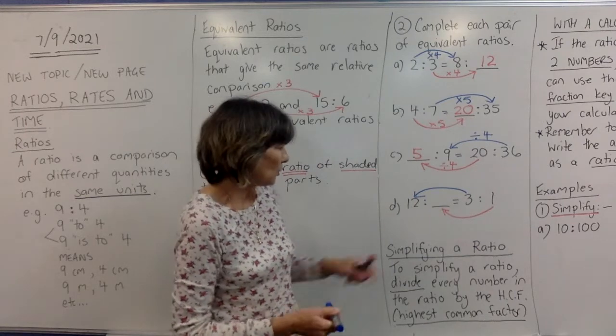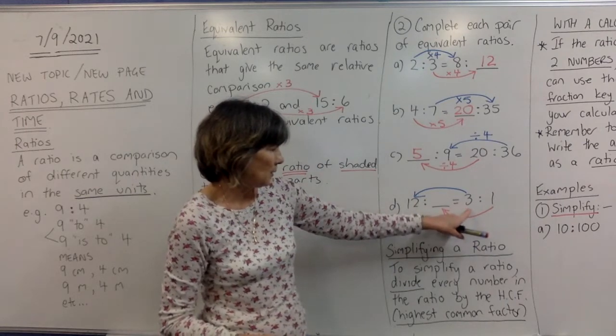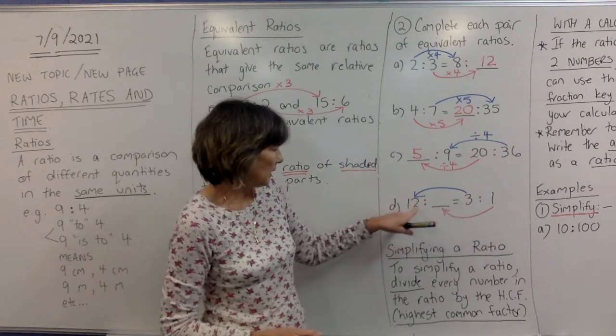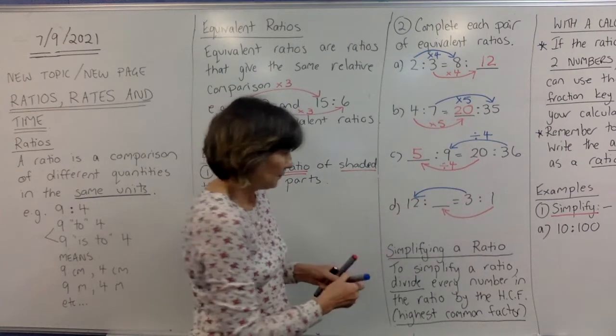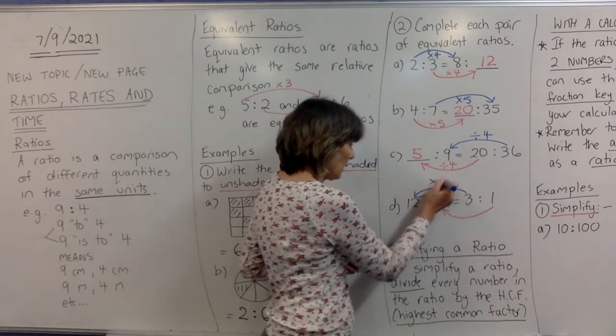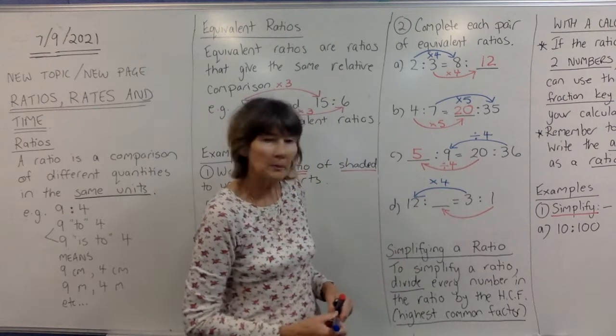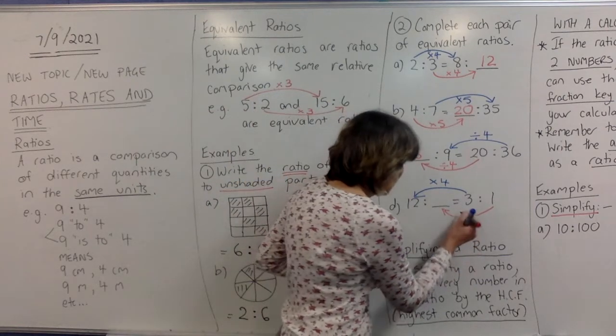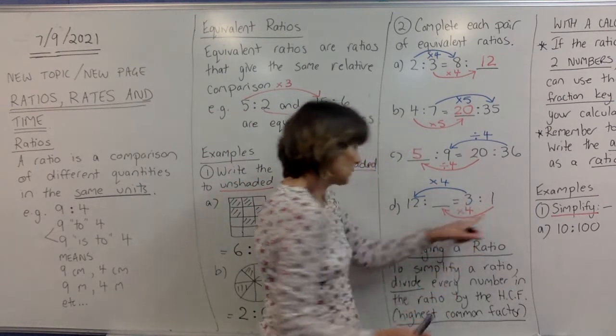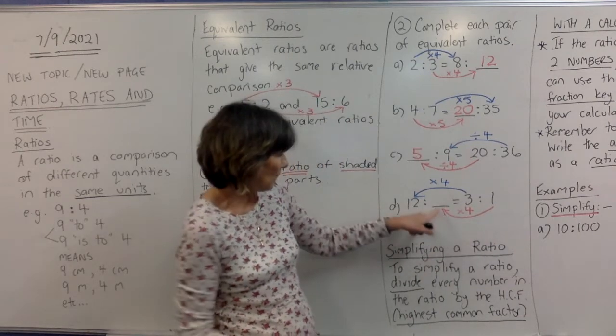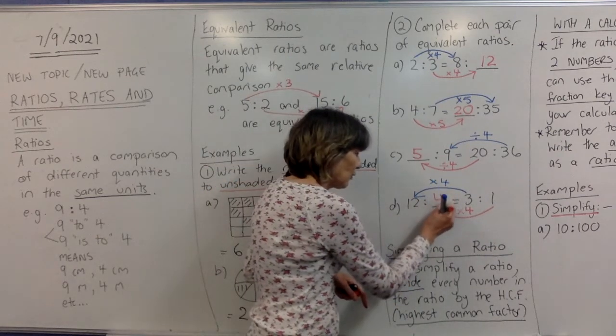All right, let's have a look at what happened with the blue ones. What have I done to 3 to get an answer of 12? I've times by 4. So down the bottom here, I'm going to be doing the same, timesing by 4. So we have 1 times by 4, and you'll get 4.